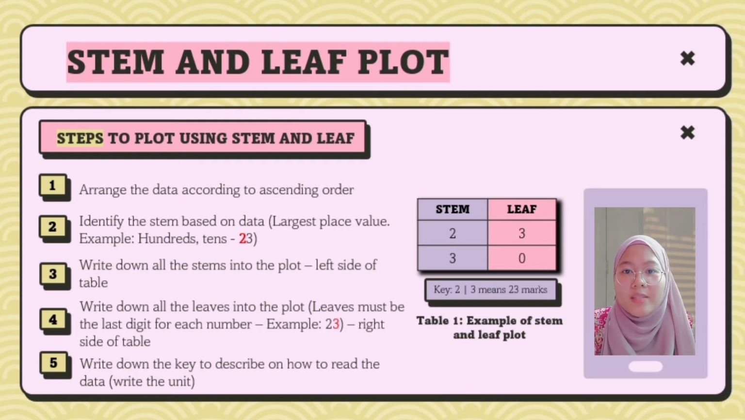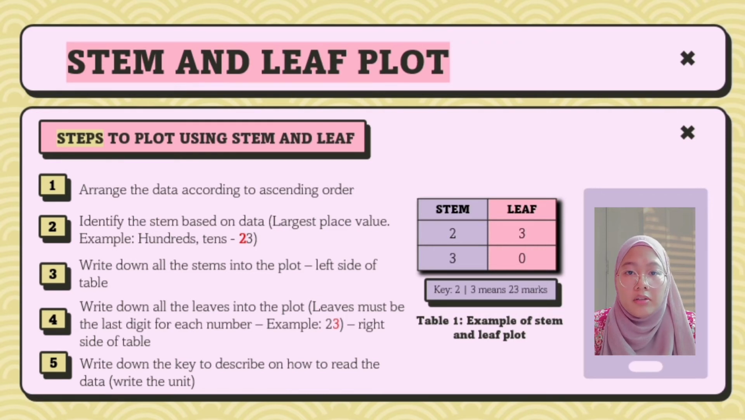Alright, now I will explain the steps to plot a data using stem and leaf plot. There are 5 steps in total. So the first step is arranging the data according to ascending order. Usually the data given is arranged randomly. So to make your job easier, you can rearrange all the numbers according to ascending order so that it is easy for you to identify which is the stem and which is the leaf.